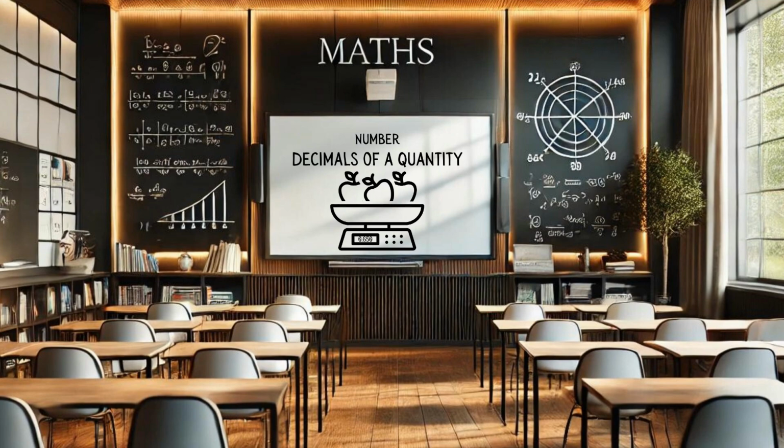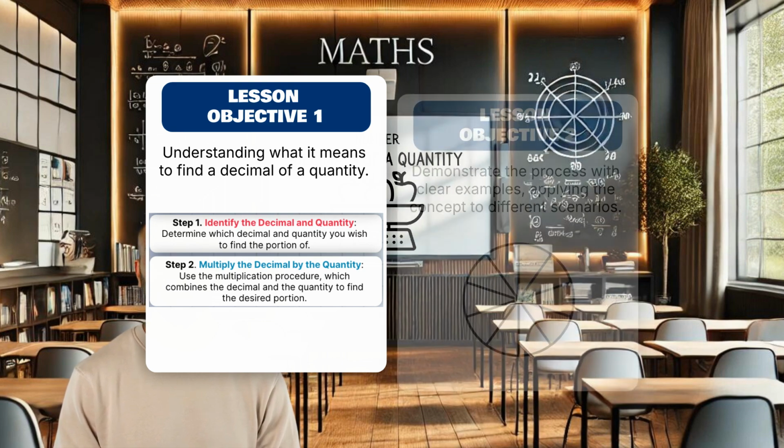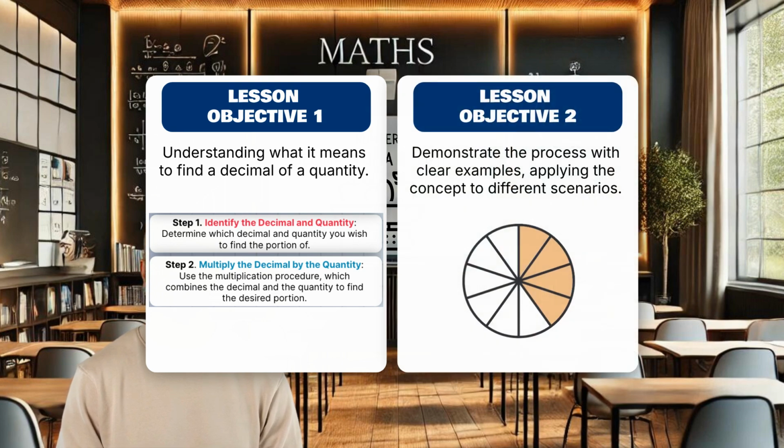In today's lesson, we explored the technique of finding decimals of a quantity, an essential skill in both mathematical and real-world applications. We began by understanding that decimals, much like fractions, represent parts of a whole. To find a decimal of a given quantity, we use multiplication. This process involves identifying the decimal and the quantity, then multiplying them together while carefully handling decimal places. We demonstrated this concept through several examples.